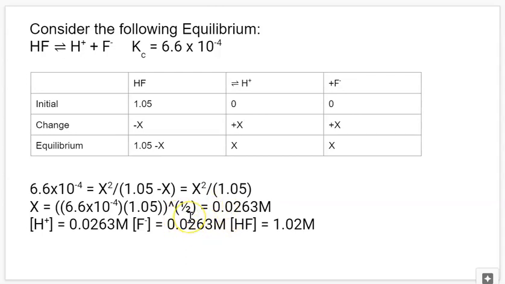Putting something to the half power is the same as square rooting it, if you weren't familiar with that. And then I end up with 0.0263 molar as my value for x, which means that the concentrations of hydrogen ions and fluoride ions are both 0.0263 molar. And then my concentration of the hydrofluoric acid is going to be 1.05 minus 0.0263 molar. And that's going to end up with 1.02 molar overall.